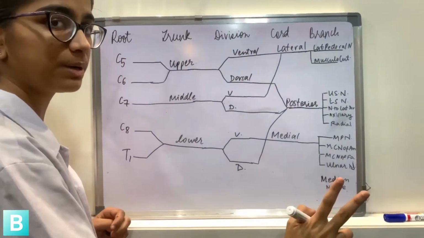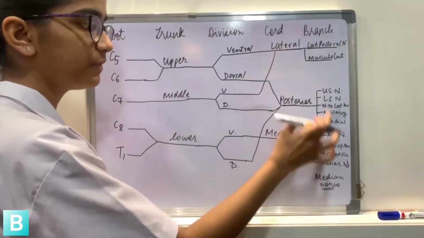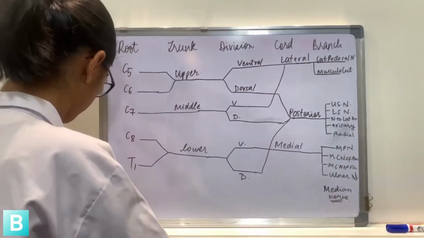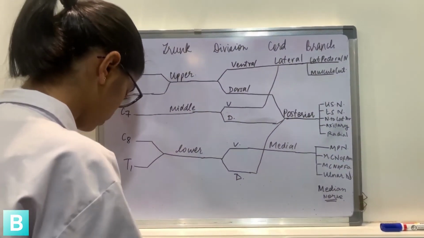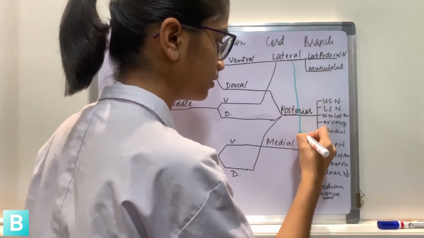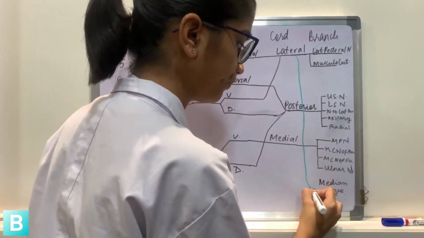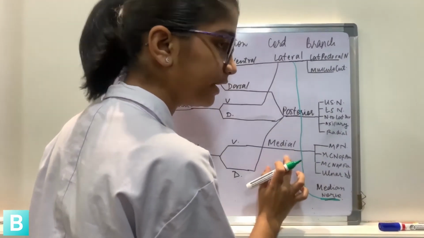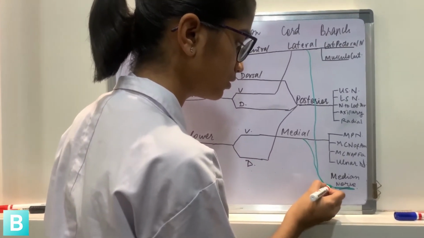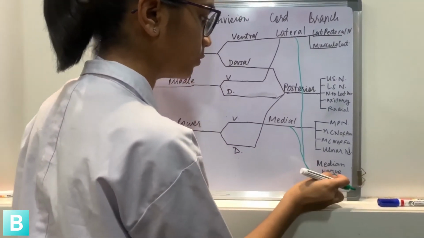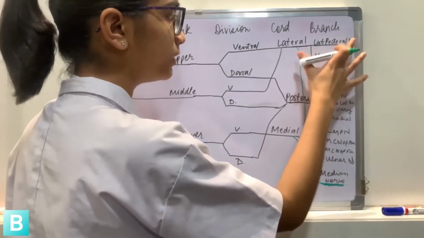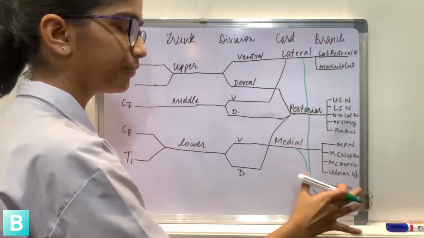The median nerve has two subdivisions. The lateral subdivision comes from the lateral cord and the medial subdivision comes from the medial cord. So this is your median nerve, which arises from the lateral cord and the medial cord. These are the different branches of the different cords.